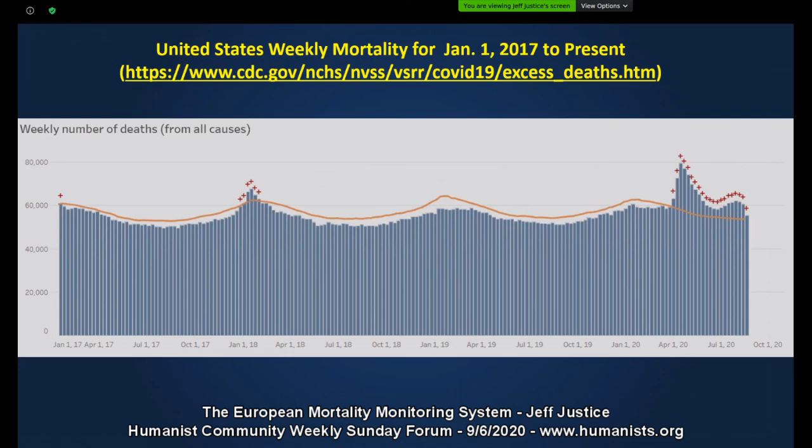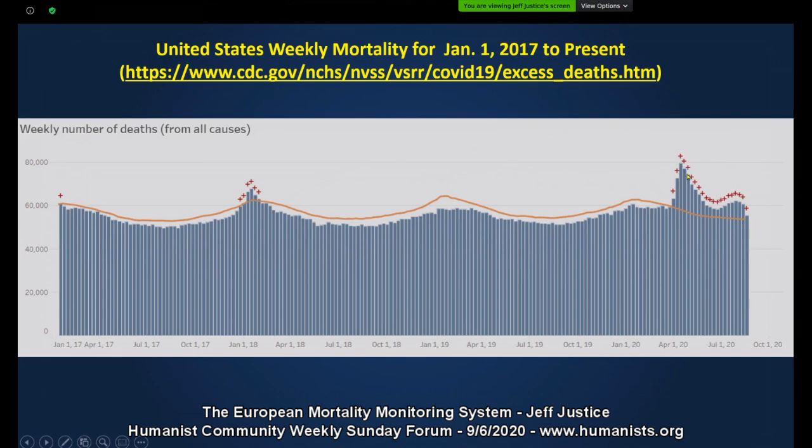So this is the plot of our deaths per week in the United States. And again, it averages around 50,000 per week with peaks in the winter. By the way, this plot starts January 2017. So we had a significant flu outbreak in January 2018. Almost no flu outbreak in the US in January 2019. And our COVID epidemic trailed Europe by 2 to 3 weeks.